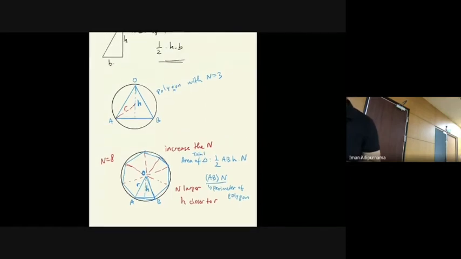So your formula from this, AB times N becomes the perimeter, the circumference of the circle. This becomes 2πR, and H becomes R. So you get πR squared. Okay. So that's how they got the pi. It's actually the circumference over the diameter.